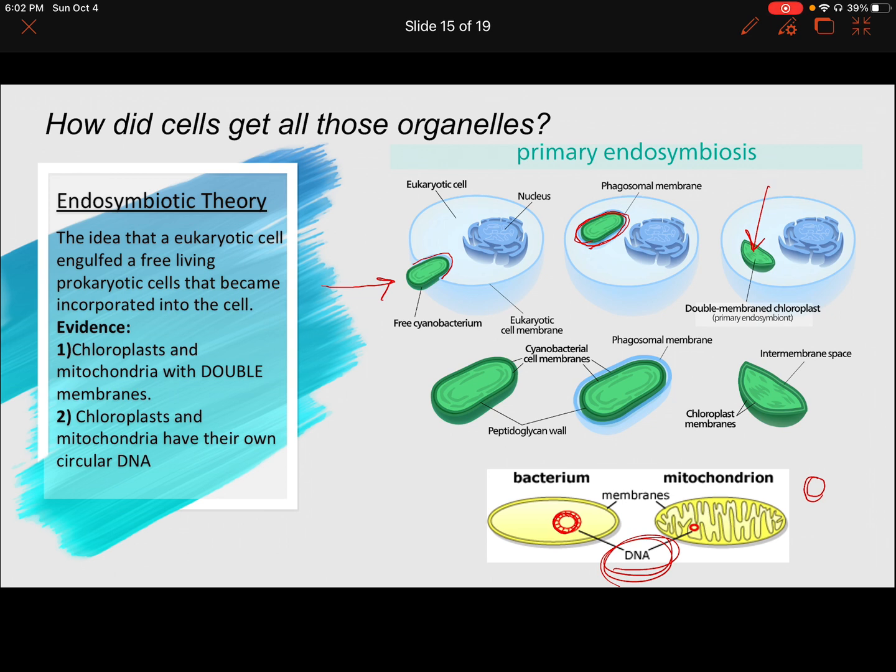But this is the whole theory that it stems from, this idea that it was once bacteria that had its own DNA. And when it became incorporated into a eukaryotic cell, it maintained that DNA. But then, of course, the eukaryotic cell had already had its own DNA. So that's just kind of one idea of how eukaryotic cells became more and more complex.